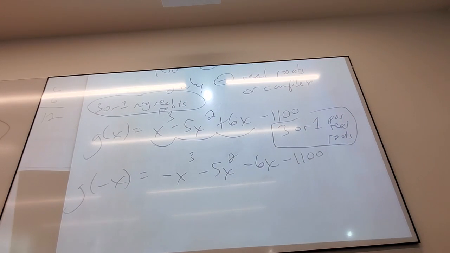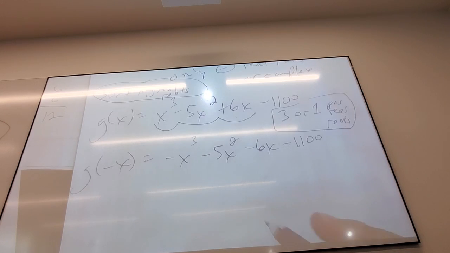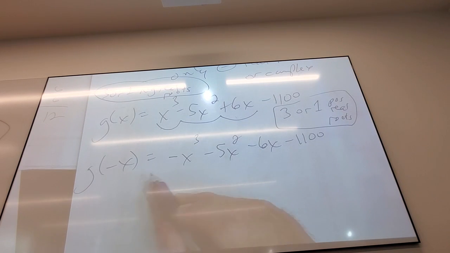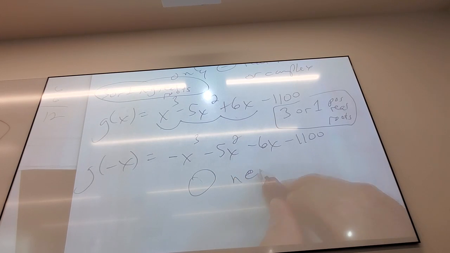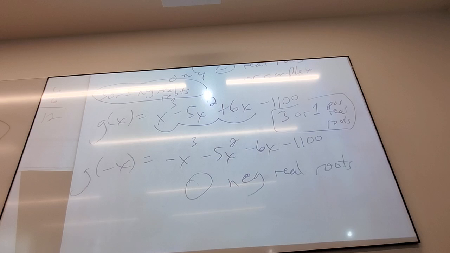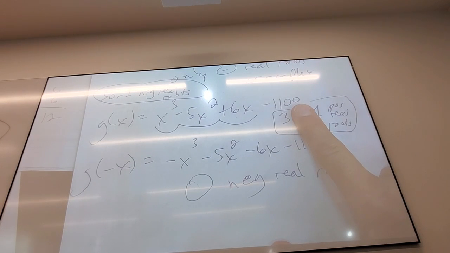Because again, if it's not real, it's complex, and they show up in pairs. How many sign changes do you see in g of negative x? None. So there are 0 negative real roots. Which means, again, when you go to make your list, you don't have to put plus or minus. You only have to consider the positive. Maybe.